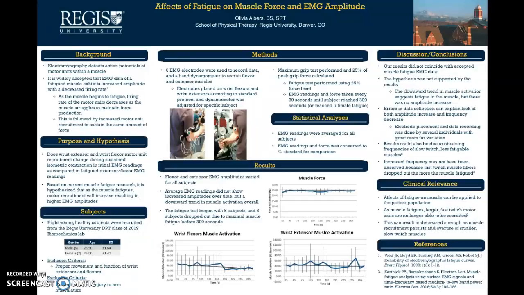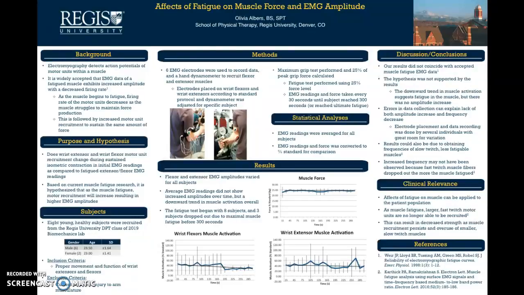Subjects were taken from the Regis University 2019 DPT Biomechanics class. Exclusion criteria included recent arm or wrist injuries that could prevent them from properly performing the test, or latex allergies or skin sensitivities that could cause a reaction to the surface electrodes used.